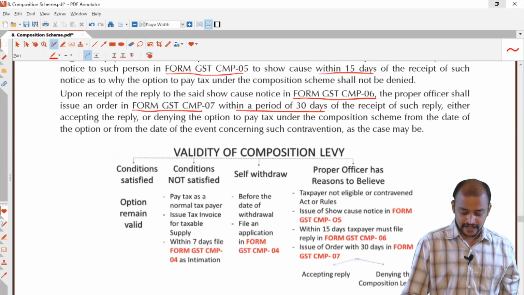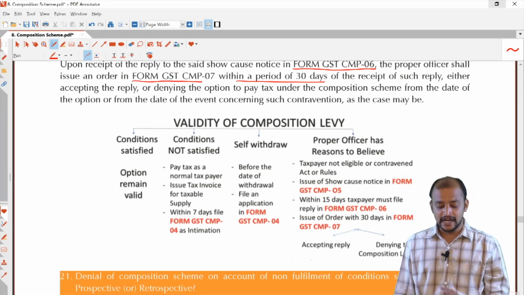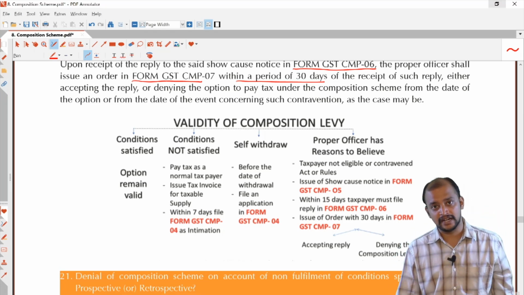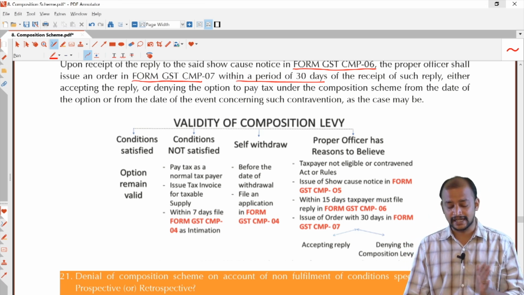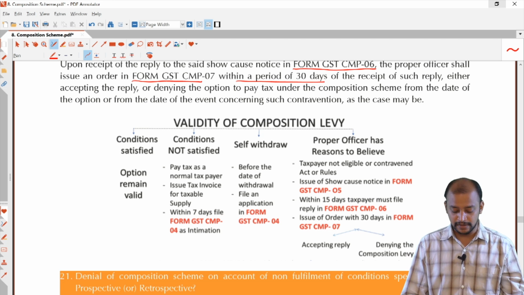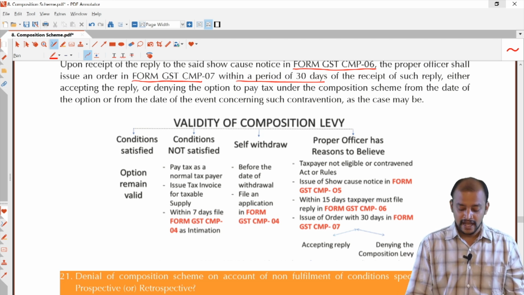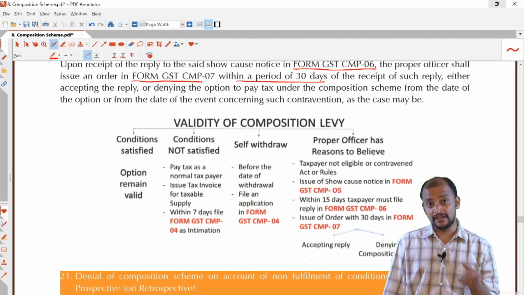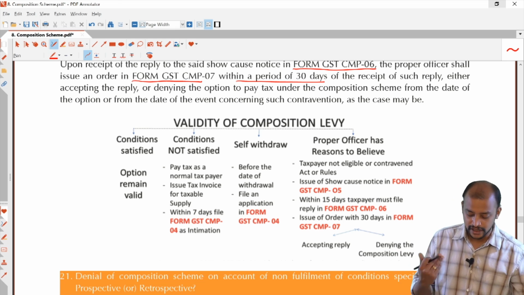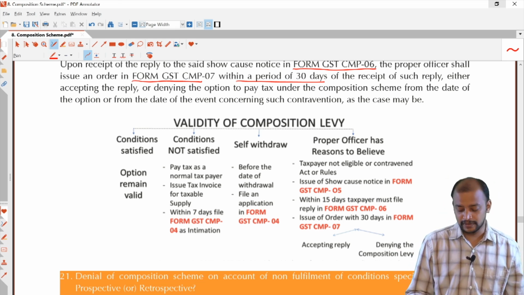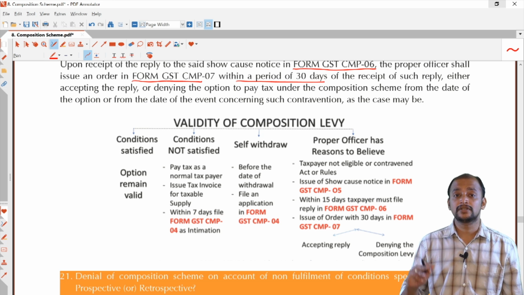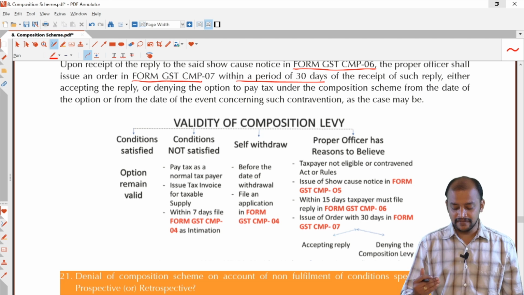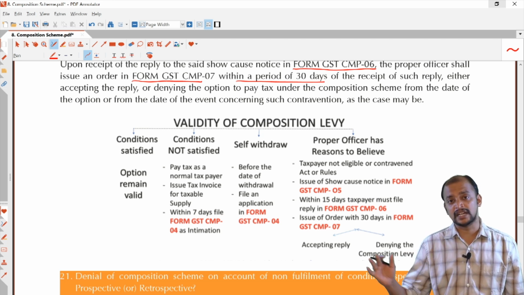So that's what I have just summarized below. Validity of composition levy: all conditions satisfied, the option remains valid. Conditions not satisfied: pay tax as a normal taxpayer, issue a taxable invoice for taxable supply, and within 7 days file GST CMP 04 as intimation. Or you withdraw yourself, not because of breach of conditions. Whenever you want to withdraw, you file an application. If the proper officer has reasons to believe that you have breached the condition, there is a notice, a reply within 15 days, and an order within 30 days, either accepting the reply or denying the composition levy.